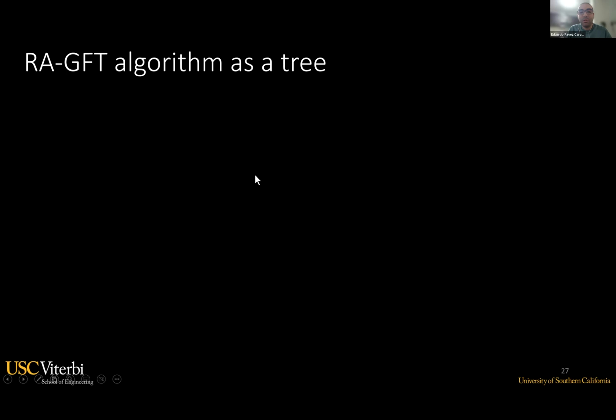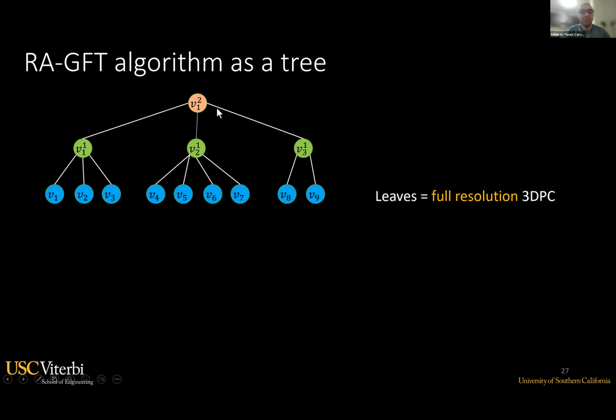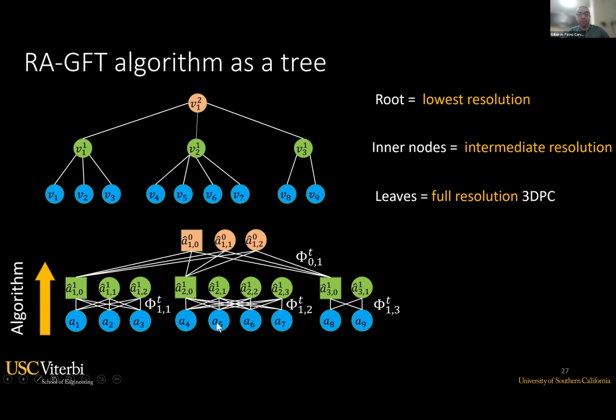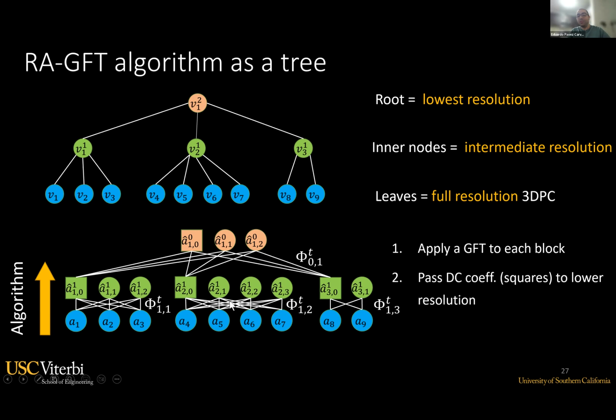You can view this algorithm as a tree, like what I did with the RAHT. For example, you have a three-level tree. The leaves of the tree, V1 to V9, represent the full resolution attributes of the point cloud. Internal nodes represent the intermediate resolutions, and the root represents the lowest resolution. The algorithm works from the leaves to the root. In the first block, you group three attributes, and you get one low pass coefficient and two high pass coefficients. Then you do the same for the second and third blocks. As you can see, it's very similar to the RAHT, but now you're allowed to combine more points, which exploits the correlations a little bit better. Then you pass these low pass coefficients, represented here by squares, process them together, and pass them to a lower resolution, and so on.